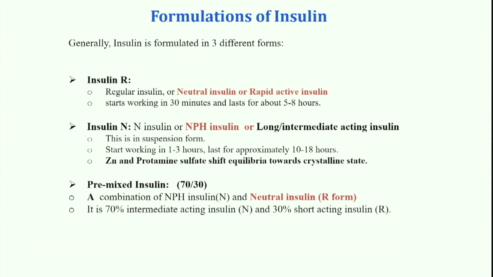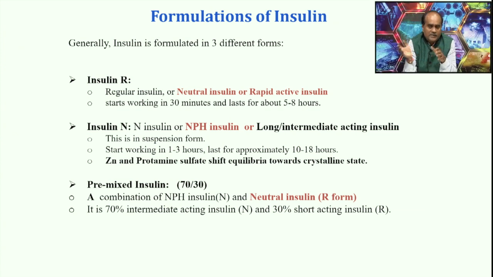So now let me walk you through a little bit of the dynamics insulin plays. Generally insulin is formulated in 3 forms because of different dose requirements by different persons. So insulin is the first personalized therapy, right? Some persons require rapid release of insulin. So for them it's called insulin R, regular insulin or natural insulin, or rapid acting insulin.